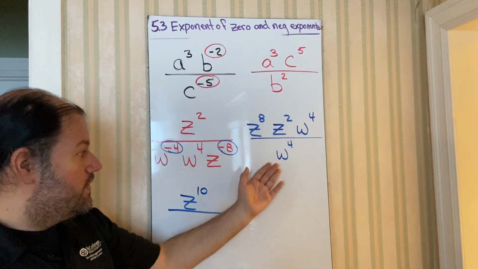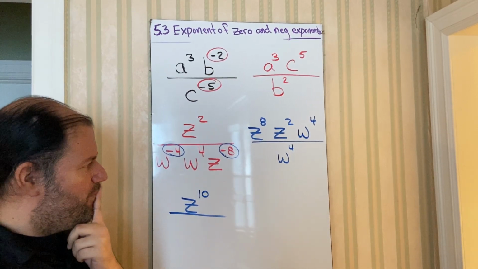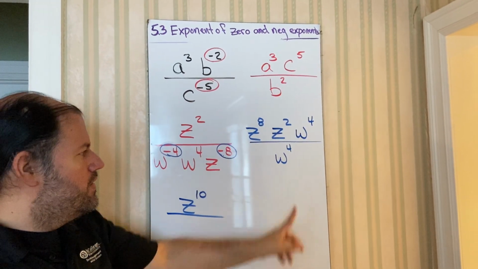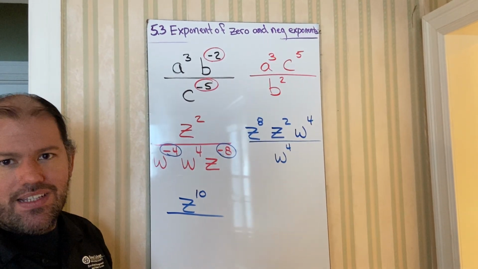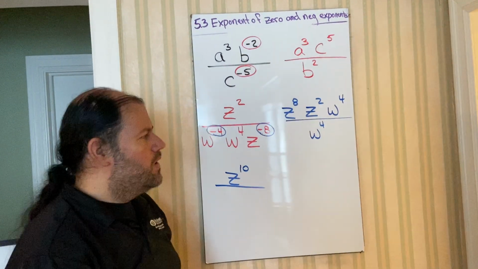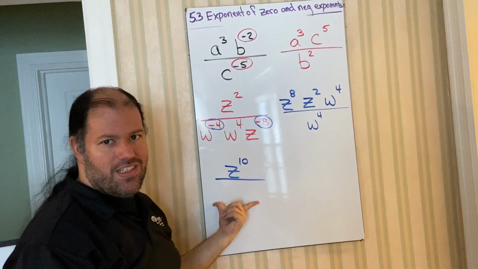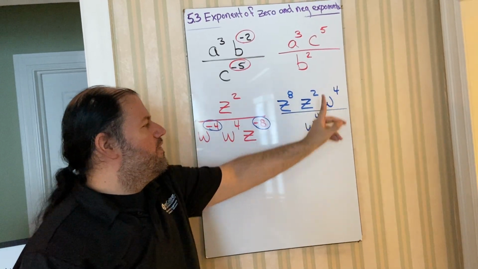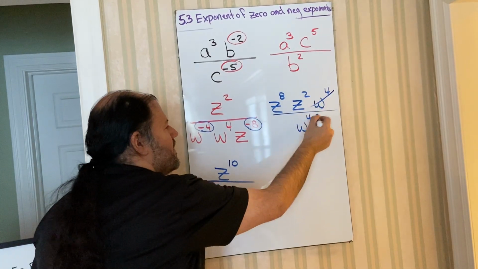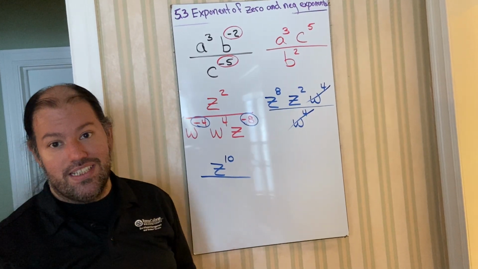Let's talk about W's. We have some here and some here. Where do I have more? Trick question. Notice on top, I have 4. Notice on bottom, I have 4. There's not more on top. There's not more on bottom. It's a tie. What happens when they're a tie? Actually, there's no W's. Because the 4 will cancel out with the 4 at the bottom. Nothing left over for W's. They're gone. So this whole problem reduces down to Z to the 10th.